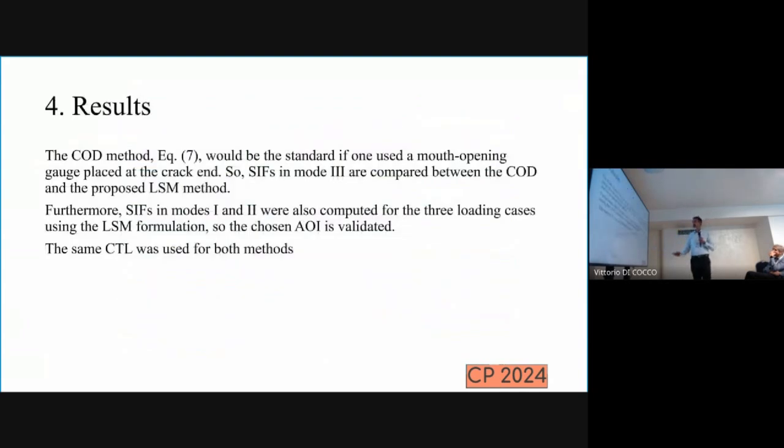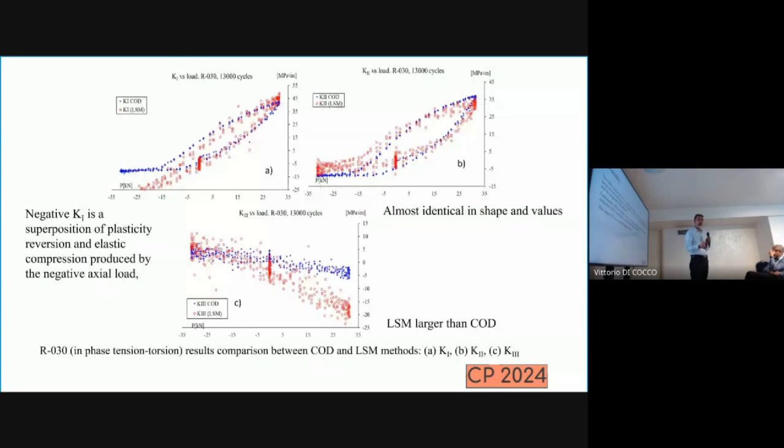To compare, we use the COD method, which would be the standard if we don't have a crack opening gauge to measure the opening and compare to the sensitivity factors. We also computed SIFs in modes 1 and 2 to verify that the area of inspection, the data, was all right. To keep the methods consistent, we use the same crack tip location for both methods, because for the Williams series that's a key factor.